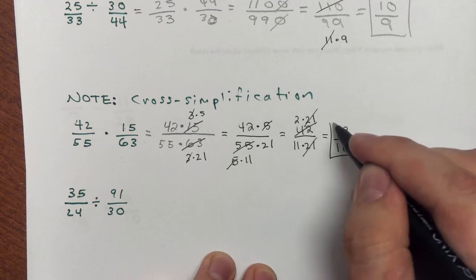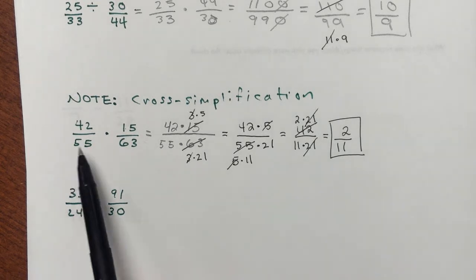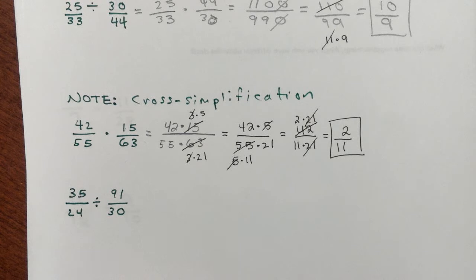Now this process seems a little bit strange the first time you're seeing it, but trust me, once you get used to it, it is much more efficient. If for no other reason, then I didn't have to figure out what 55 times 63 is, or 42 times 15. I just worked straight with smaller numbers that I know more about than whatever the product of 42 and 15 is. Let's take another look at this.